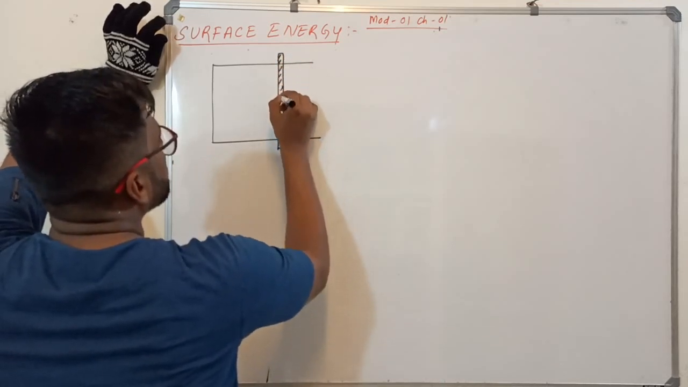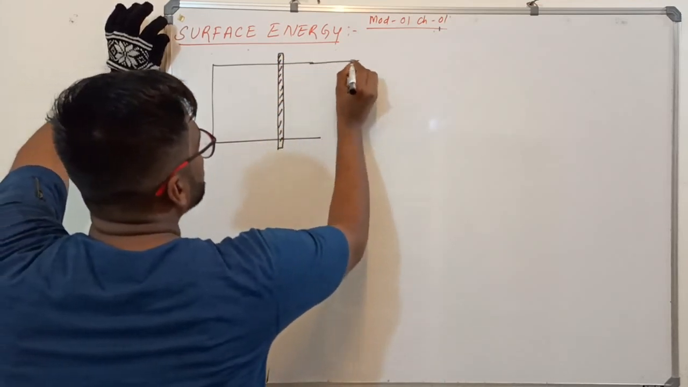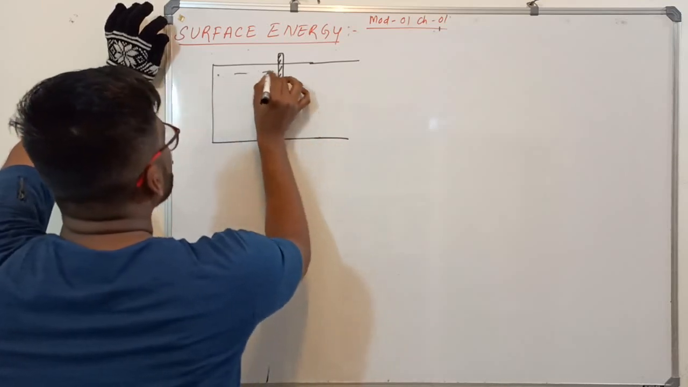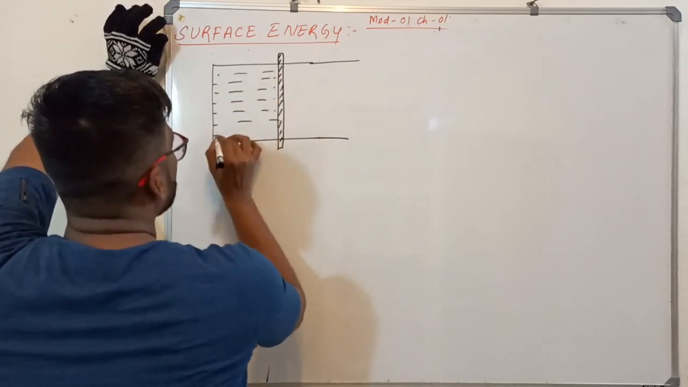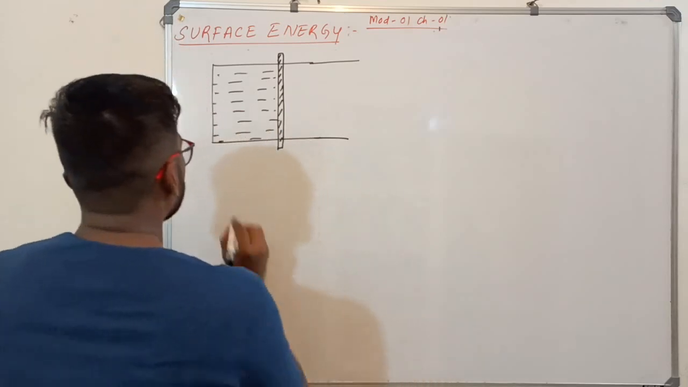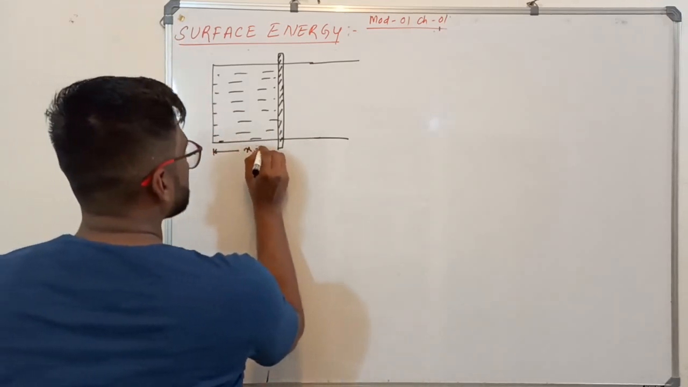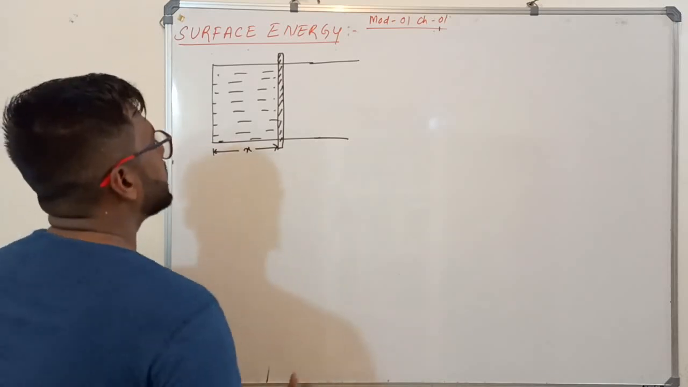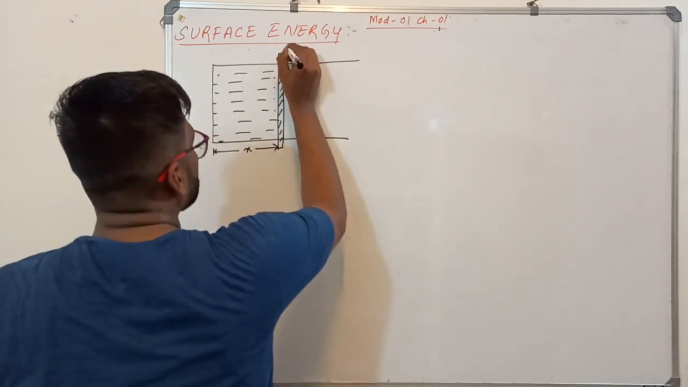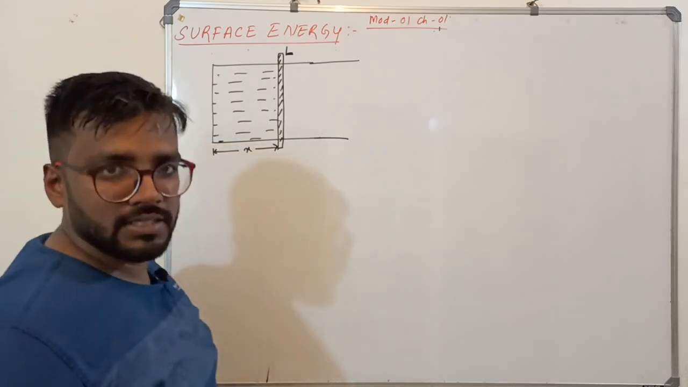This is the slider. You have a soap film here already. Let us say this distance is X, and the length of the slider is L.